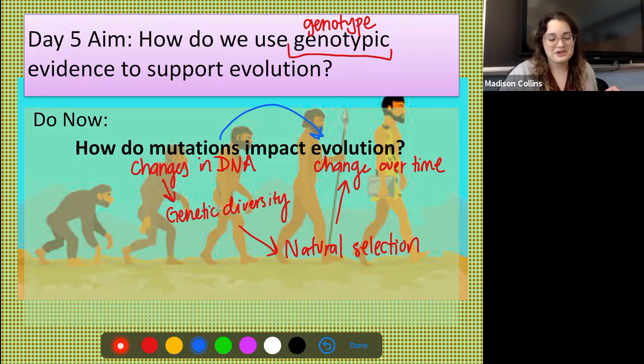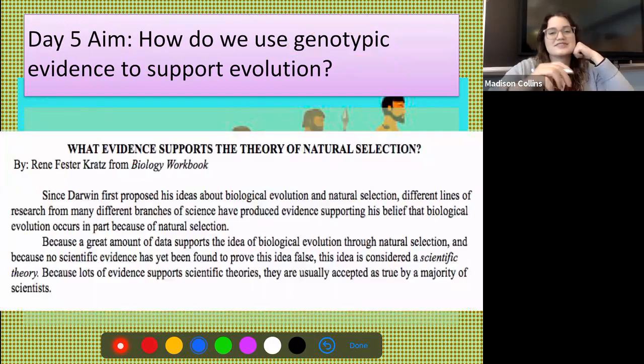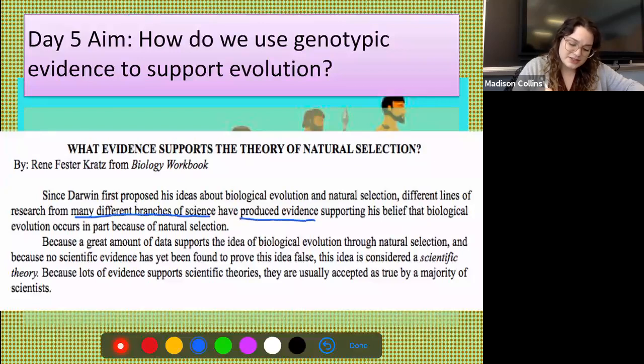All right. So today we're going to be talking about a few different types of evidence that support evolution, or the theory of evolution, I should say. Okay, but first we're going to be reading through a quick passage called "What Evidence Supports the Theory of Natural Selection?" So since Darwin first proposed his ideas about biological evolution and natural selection, different lines of research from many different branches of science have produced evidence supporting his belief that biological evolution occurs in part because of natural selection.